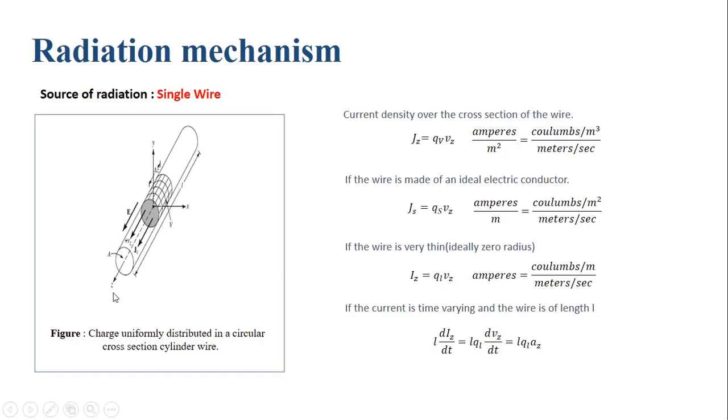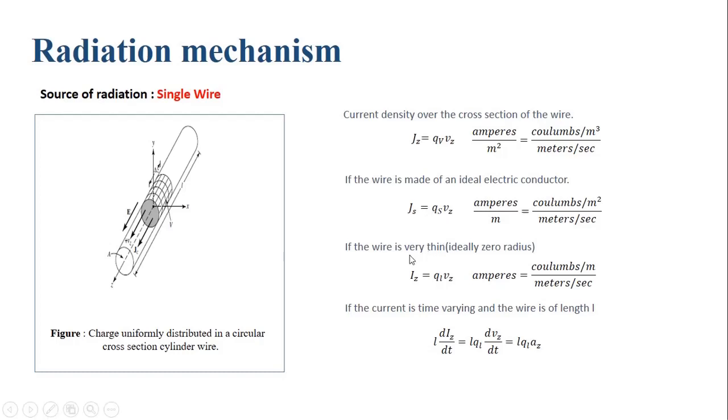with uniform velocity Vz. So the current density Jz, expressed in amperes per meter square, over the cross-sectional area of the wire can be given as Jz equal to Qv into Vz. Now, if the wire is made of ideal conductor, the current density that resides on the surface of the wire, which is expressed in ampere per meter, is given as Js equal to Qs into Vz.